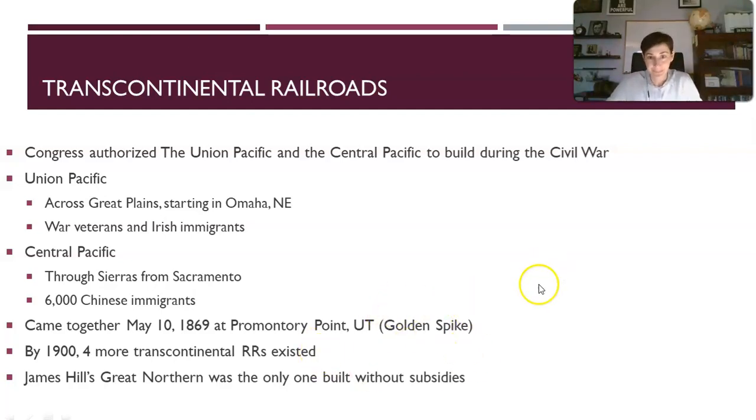So that's important. I want you to know that these railroads were built by the Chinese. Chinese immigrants built these railroads. 6,000 Chinese immigrants came and built these railroads. So remember that.